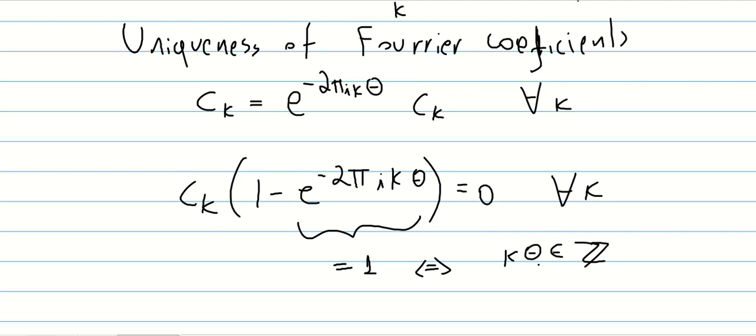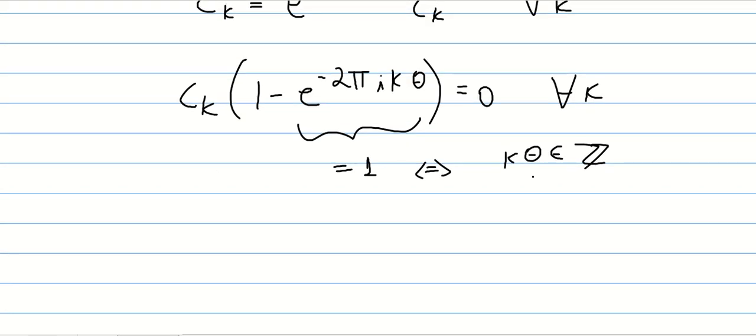So since theta is irrational, so now we are using the hypothesis that theta is irrational, this only happens if k equals 0. So we know that this is going to be 1 only when k equals 0. So otherwise this is going to be different from 0. So the only reason why the product is 0 is because c_k is 0. So c_k is 0 if k is different from 0. Because if k is different from 0, this is not an integer, this is not 1, this is not 0, so c_k has to be 0.